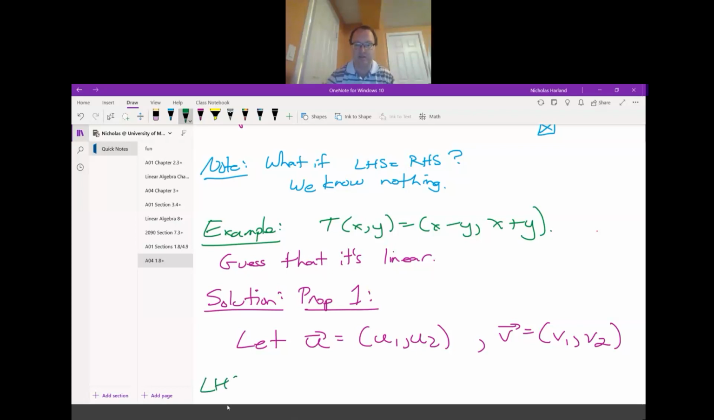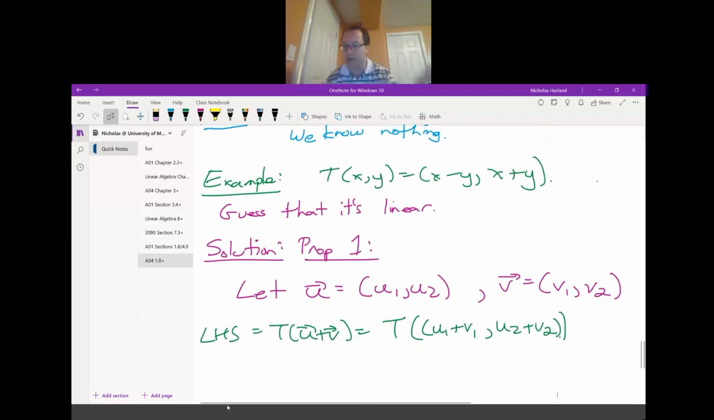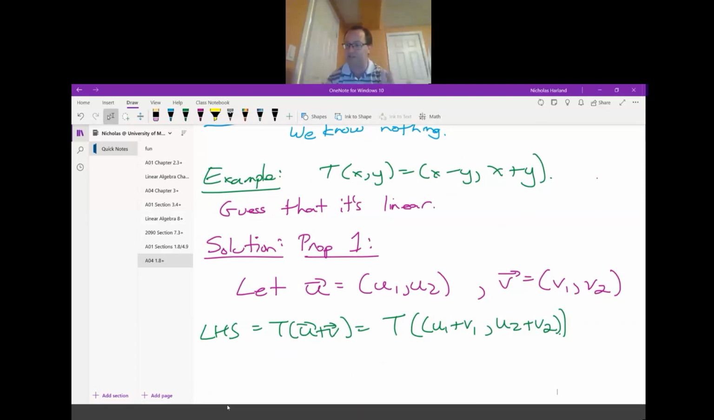All right, so our left-hand side is equal to T of U plus V. As we did before, we start with adding the vectors together. So that's U1 plus V1, U2 plus V2. Just like our first step on our left-hand side before was adding the specific numbers together, now we're adding the letters together. But we're still doing the addition first. All right, this is probably the most confusing step. What do we do to compute the transformation of this vector right here?